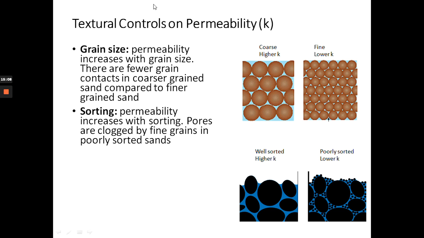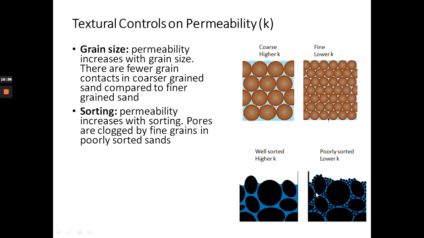Right? Sorting is also important. Permeability generally increases with sorting. Right? So in a well-sorted sand, you have nice, large, interconnected pores. Right? And the flow pathway is more straightforward because you go through here and move next to here.